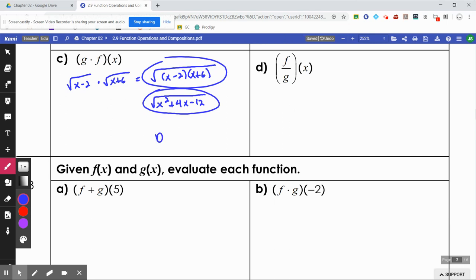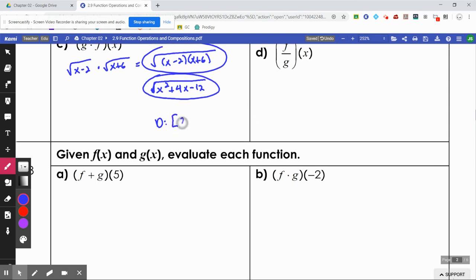Our domain, which, by the way, you cannot split the square root. A lot of people try to do that. You can only split square roots when it's being multiplied. So you could split this one, but anytime you have terms, you cannot just break that apart into the square root of x squared plus the square root of 4x. Don't try to do that. Your domain would again be 2 to infinity.